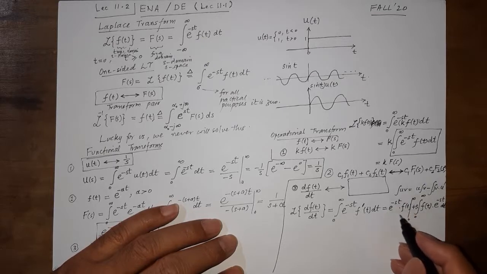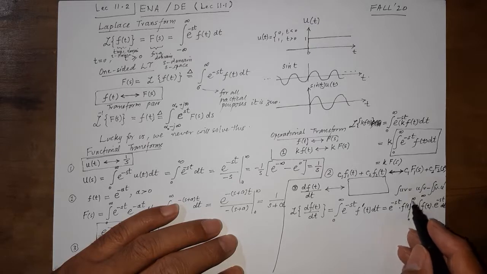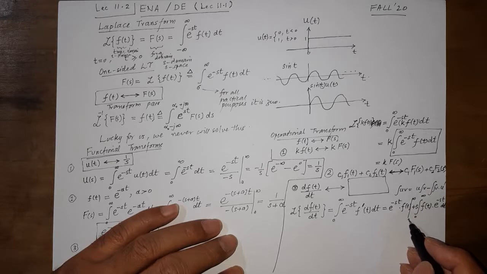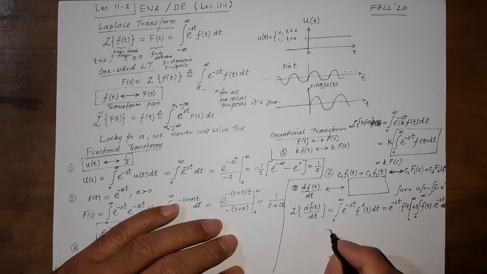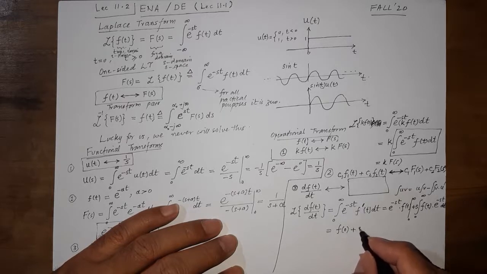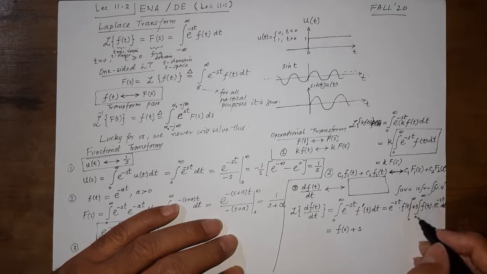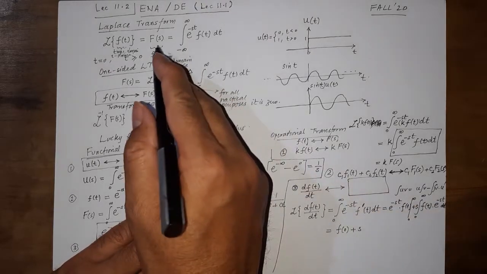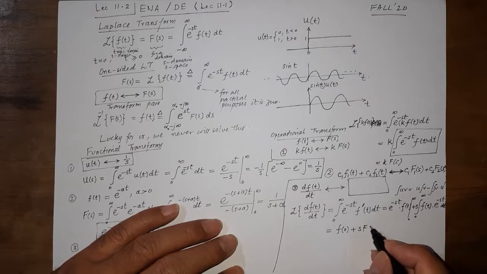If we apply these limits here, then e raised to the power minus infinity is going to be 0. It will zero out everything. And when we put 0 here, e raised to the power 0 is 1, and f(0) is what we are left with. So the original function in time at t equal to 0, plus s times whatever is in this integral, which is by definition F(s). So we get this thing.